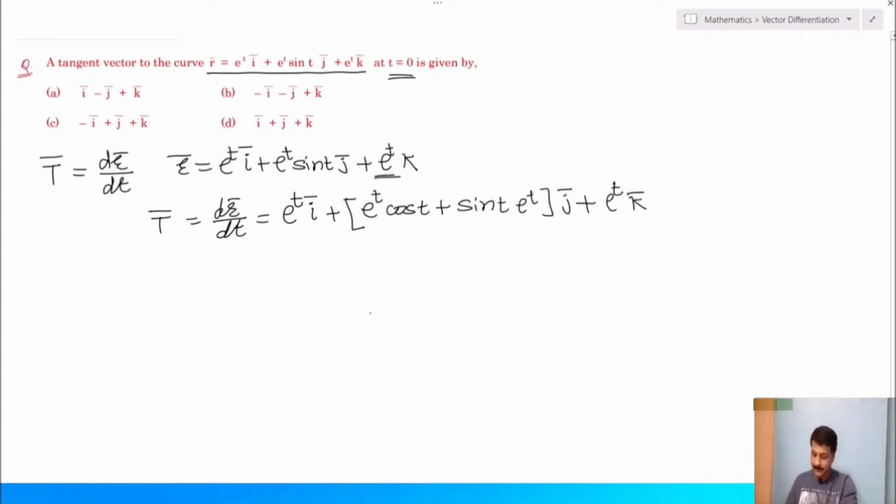Now I want t equal to 0. e raised to 0 is 1, so I get 1 into i, simply i, plus what is cos 0? It is 1, and sin 0 is 0. So I get 1 plus 0, it is 1, so again j, plus here also e raised to 0 is 1, so only k. So i plus j plus k. Which is the correct option here? Option D is the correct one.